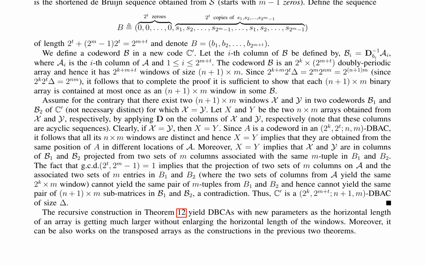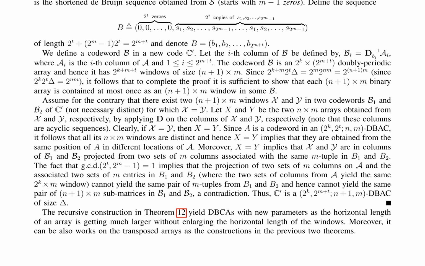The columns of B are constructed by applying the operator D1 to the columns of A, resulting in a doubly periodic array with 2^(k+m+t) windows of size (n+1) times m. The theorem is proved by showing that each (n+1) times m binary array is contained at most once as an (n+1) times m window in some B.